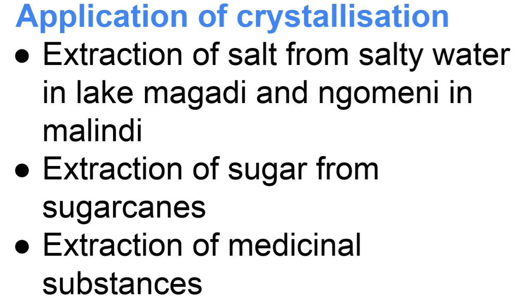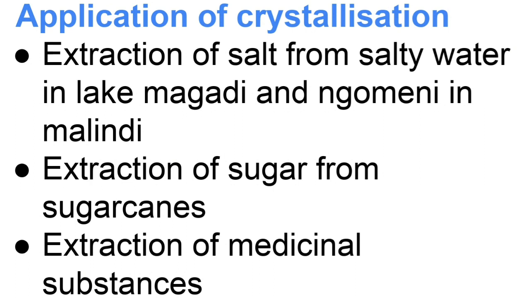So in the process, the juice is squeezed from sugar cane, then it's evaporated to remove excess water, and finally crystals of sugar are formed. So that is crystallization. Then we also have it used in the extraction of medicinal substances.